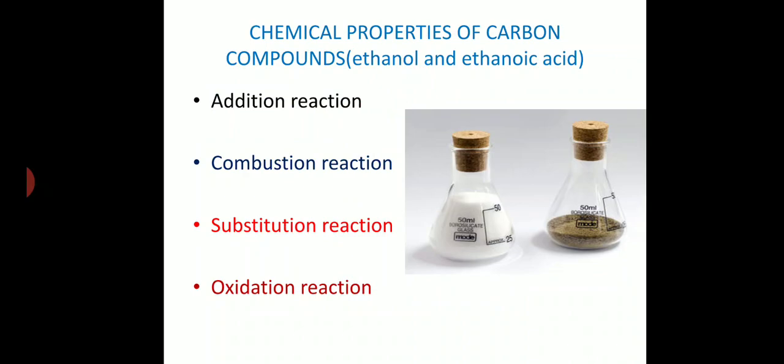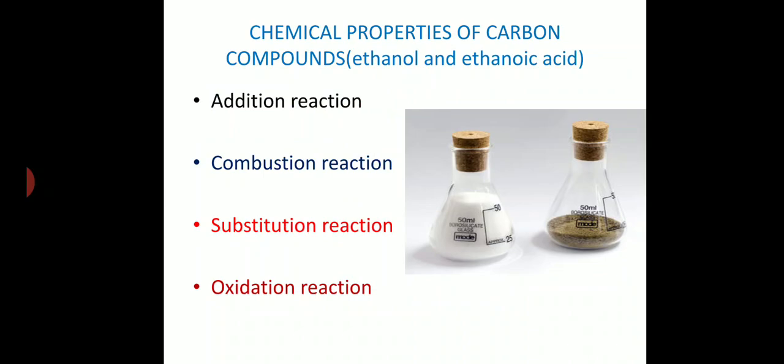Ethanol is used in the form of spirit, in the spirit lamp, to cause numbness before we get an injection. Polish for wooden furniture, a main ingredient of beverages and an ingredient in cough syrup and tonics, etc. Ethanoic acid is also known as acetic acid. 7% ethanoic acid is known as vinegar, used as a preservative in pickle.